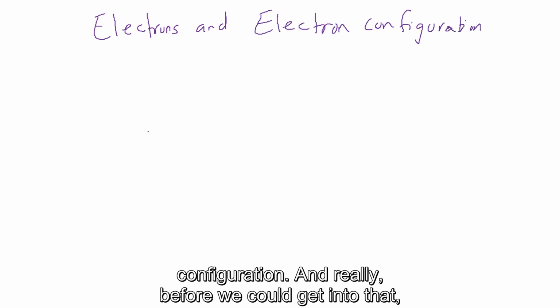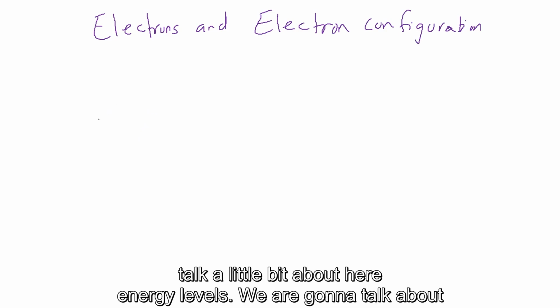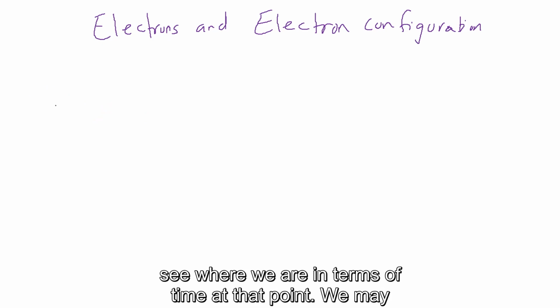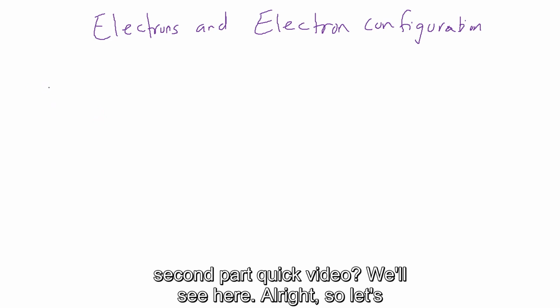Really, before we could get into that, we need to know where electrons are in the atom. So we're going to talk a little bit about energy levels. We're going to talk about orbitals, kind of the order that electrons go in there. And we'll see where we are in terms of time at that point. We may again continue into a second part. Dare I say the second part quick video.